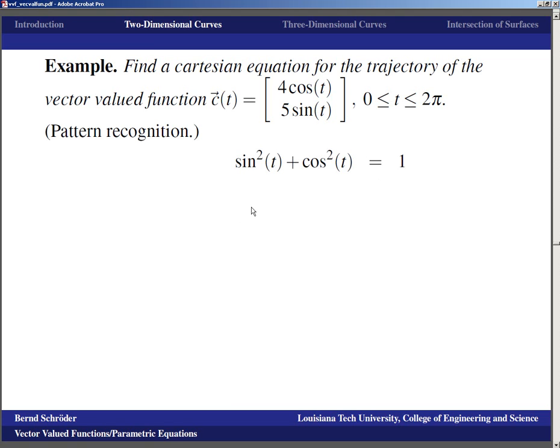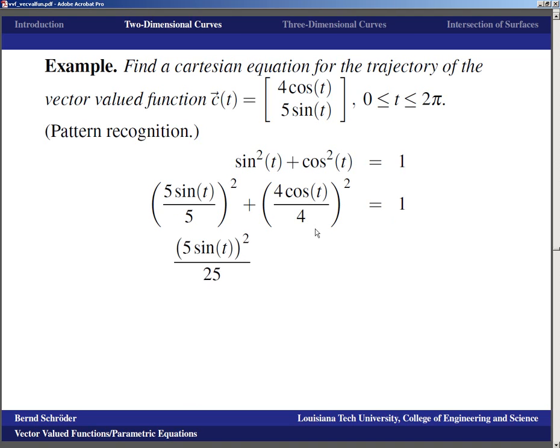One thing that we always know is that sine squared t plus cosine squared t is equal to 1. That's the law of Pythagoras. Well, I need 4 cosine and 5 sine. So I multiply the sine with 5, and so I get 5 sine t over 5, and I still have the same object, squared. I multiply the cosine with 4 and divide by 4. I get 4 cosine t divided by 4, quantity squared, and that's still 1, right? Because the 5's cancel and the 4's cancel.